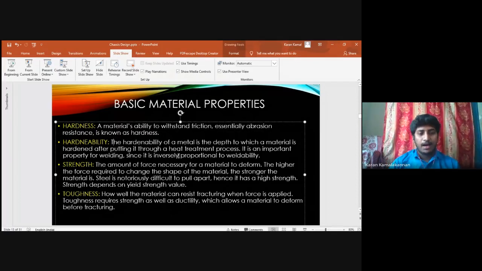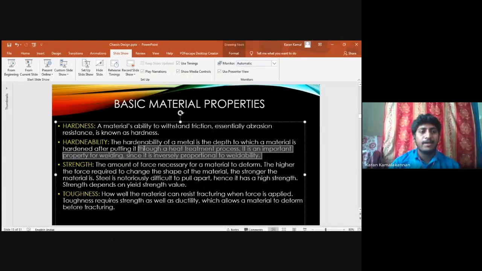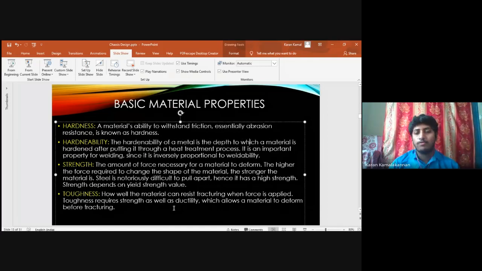And next is the hardenability. Hardenability is the depth to which the material is hardened after putting through a heat treatment process. Like you will see in the locks which we are using in the house, it will be mentioned case hardening, surface hardening. The types of hardening will be there: carburizing, nitriding. What I'm mentioning is that if you select a material, an important factor which plays here is weldability, because the greater the hardenability, the lesser the weldability, because it is inversely proportional. If the hardenability is greater, the depth is greater, so it is more difficult to weld the material. So you must prefer the material having optimum hardenability to make welding easy.